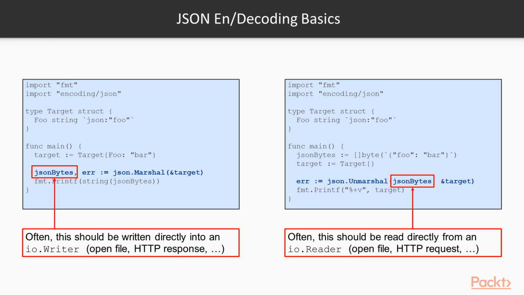However, in many cases, when you are encoding JSON data, you might want to pipe it somewhere else, for example into a file or into an HTTP response. And the same also goes for decoding JSON. In this case, the incoming JSON data that you want to pass might come from a file that you've opened for reading or from an HTTP request.